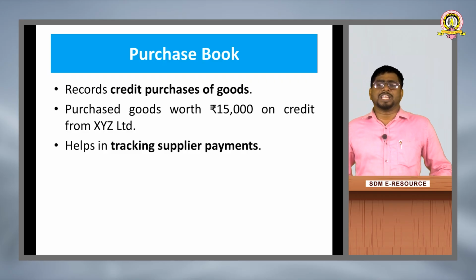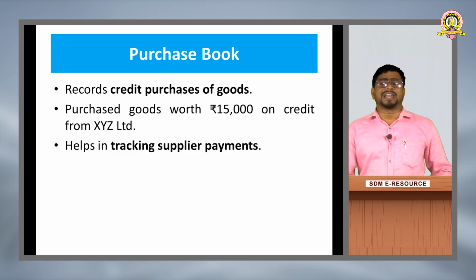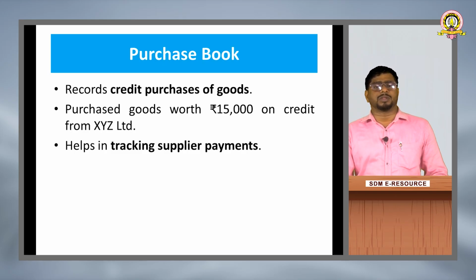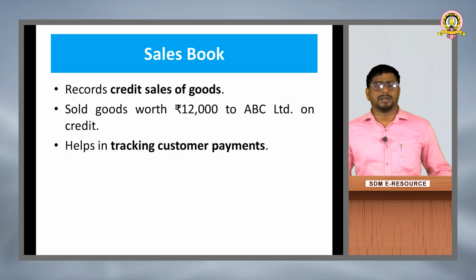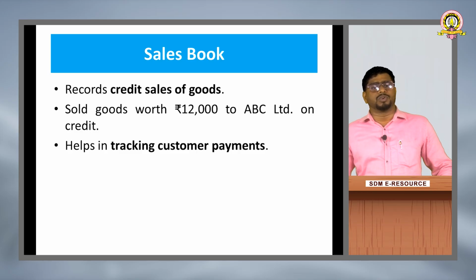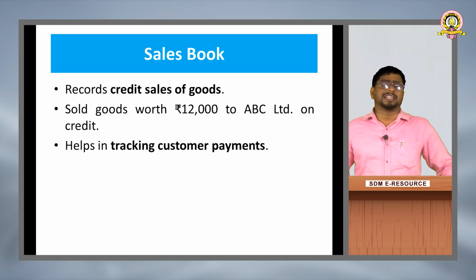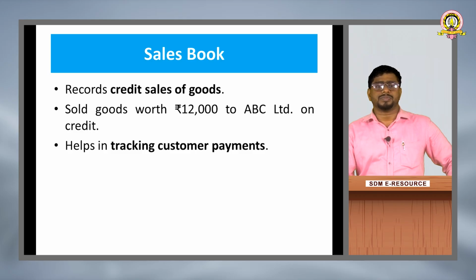Example: purchased goods worth rupees 15,000 on credit from XYZ Limited. The underlying factor is on credit. It helps in tracking all supplier payments for the business. Sales book records credit sales of goods. Once again, cash sales are not recorded here, only credit sales of goods. Example: sold goods worth rupees 12,000 to ABC Limited on credit. It helps in tracking customer payments.